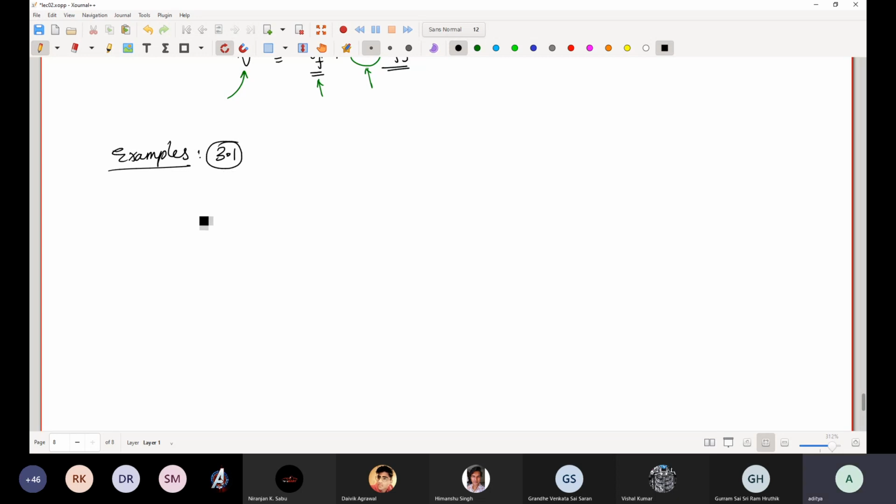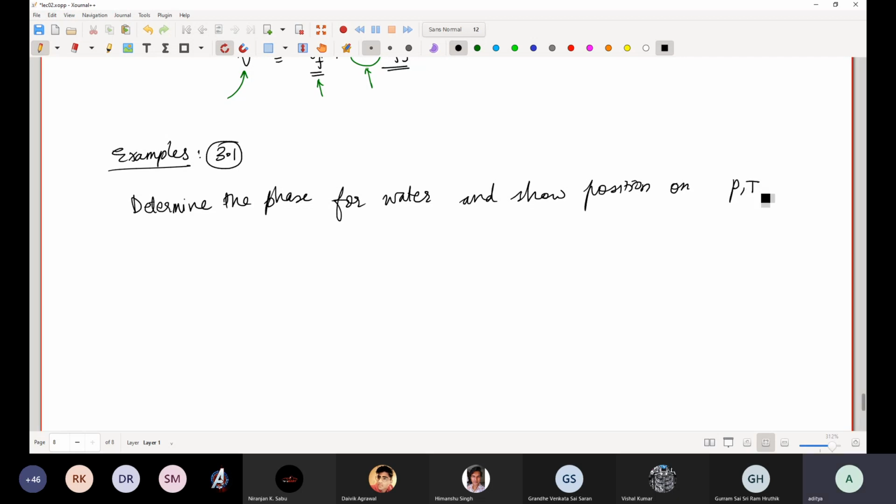So the question is as follows. Determine the phase for water and show position on PT. I mean, forget PT. PT is not so important. So we must show the point on the PV diagram and the TV diagram.